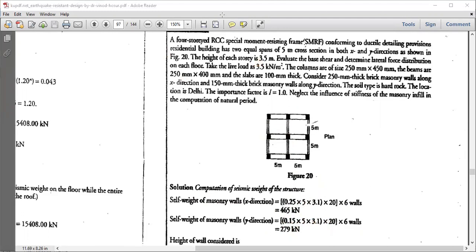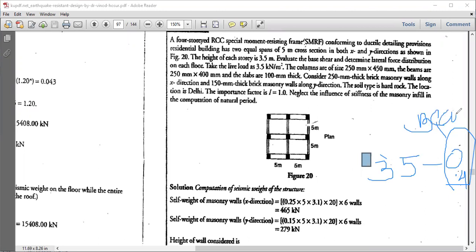3.5 minus 0.4. Okay. This is nothing but coming from the beams.